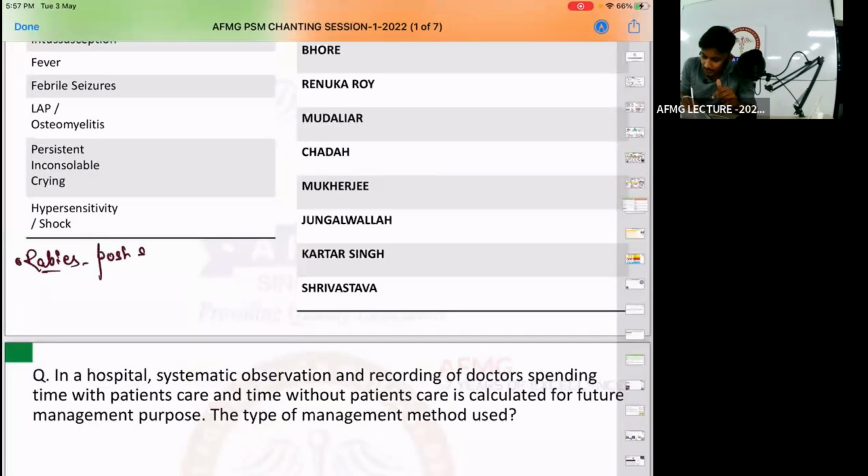For rabies, listen carefully. For rabies post-exposure prophylaxis, that means after a dog bite, you will classify the wound into category 1 or 2 or 3, and then you will give vaccine to the patient.